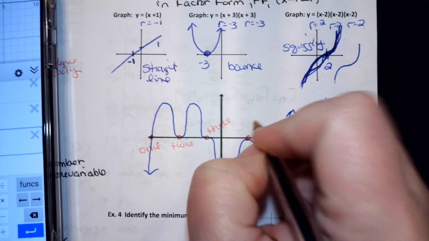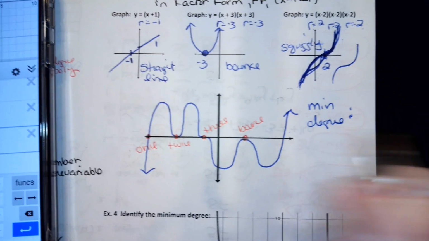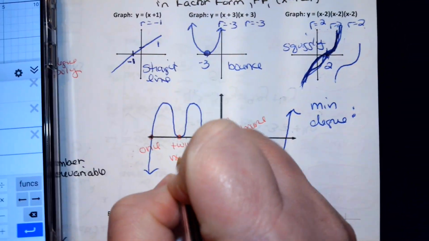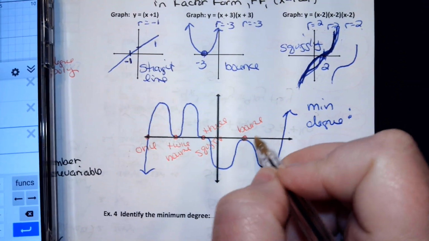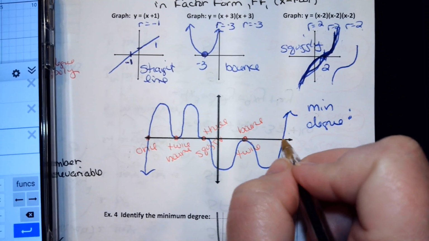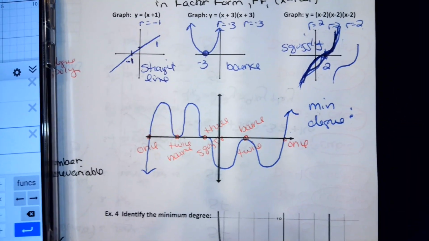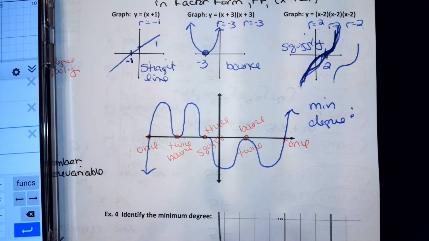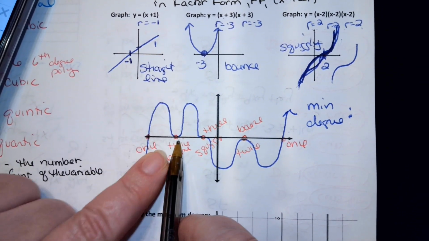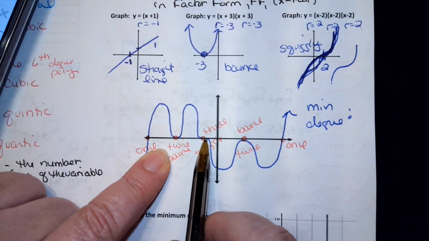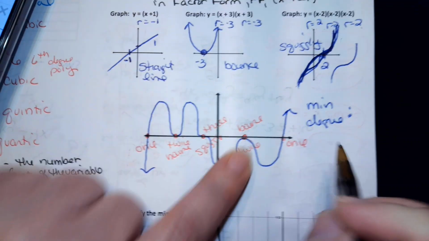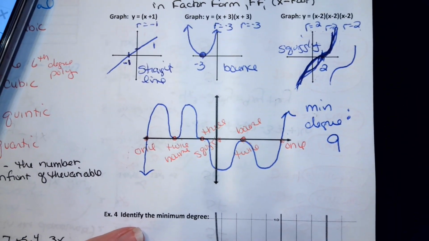Right here we have another bounce. And so let's see, this is squiggly. And this was a bounce. And so here we have another bounce. That's used at least twice. And then this is a straight through, so that's used only once. So when they ask what is the minimum degree, let's count this up. That's 1 time, 2 times, so that's 3. That's 3 more times, so that's 6. That's 2 more times, so that's 8. And that's 1, so that's 9. So here the minimum degree would be 9.